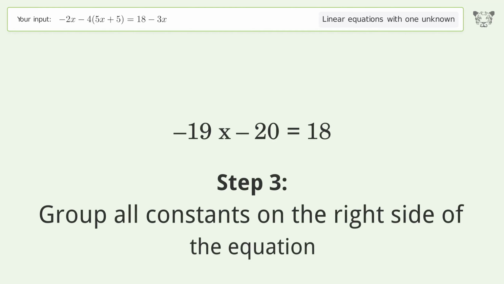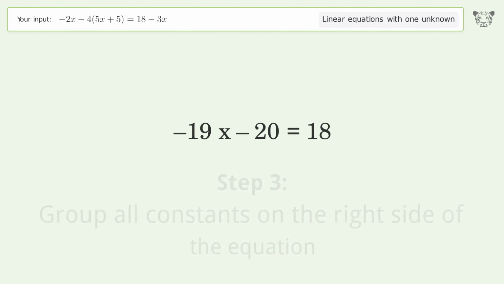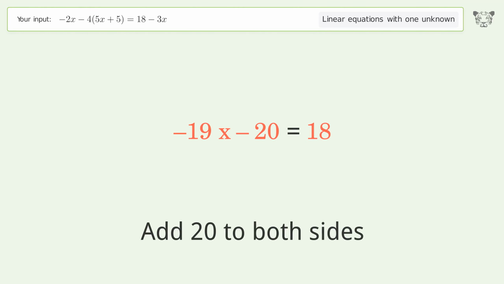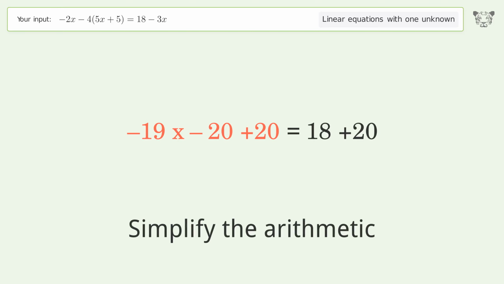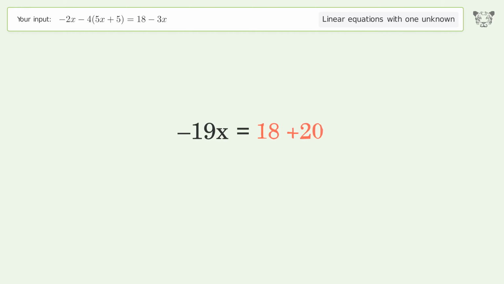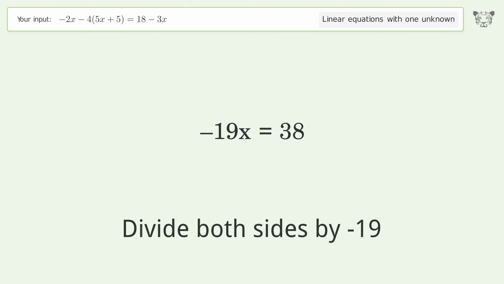Group all constants on the right side of the equation. Add 20 to both sides. Simplify the arithmetic. Isolate the x. Divide both sides by -19.